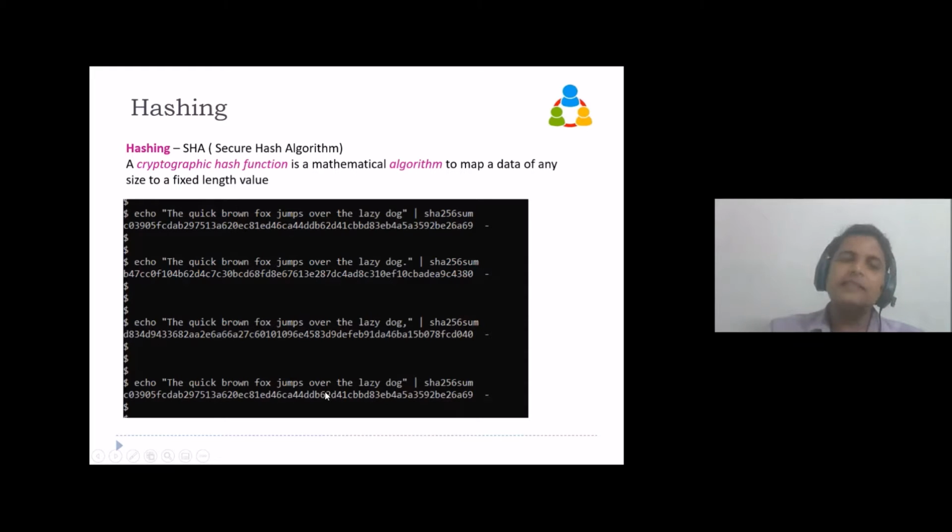the result of that is an entirely different string. And then if I execute the same command again, C0C90, it will return the same hash. I can show you that also now.